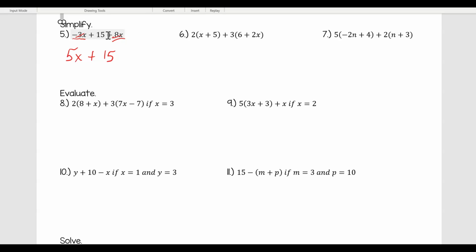Okay, so let's try the next one. I want to take 2 times x plus 5. So we have to use that distributive property first. So this is going to be 2x plus 10. And now I have 3 times 6, which is 18, and also 3 times 2x, which is 6x. So I have 6x and 2x, that's 8x. Combine those like terms here and here. And then I have 10 plus 18, that's 28. Okay? Try the next one, number 7, on your own, and put your answer in the Edpuzzle question that I will post here.